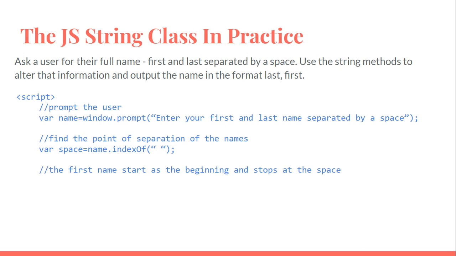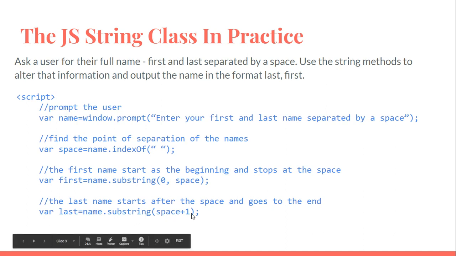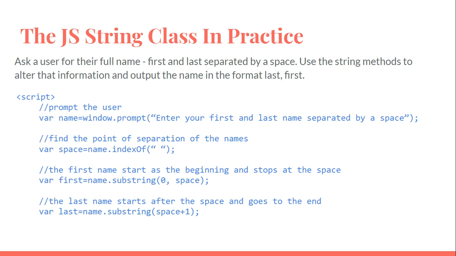I get the first name. It starts at the beginning and stops at the space. So I do a substring from 0 to wherever that space is. Remember, it won't include the space. And that gives me my first name. The last name starts after the space and goes to the end. So I do a one parameter substring function. So last name equals substring(space + 1). So I found the location of the space. If I go to the first index after that, that should be the first letter of the last name. And the one parameter substring goes all the way to the end. So that should get me my whole last name.